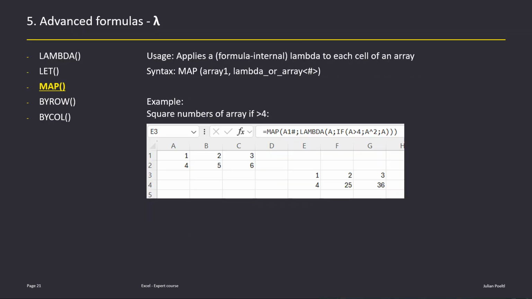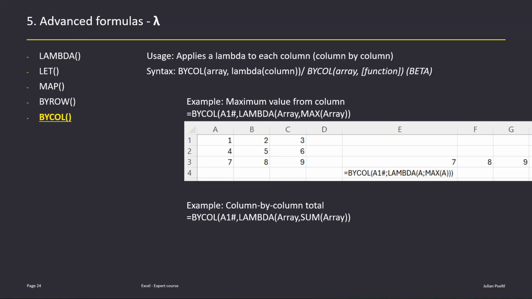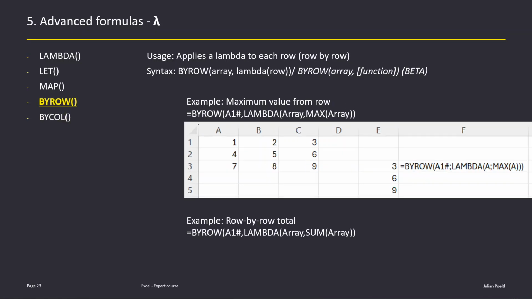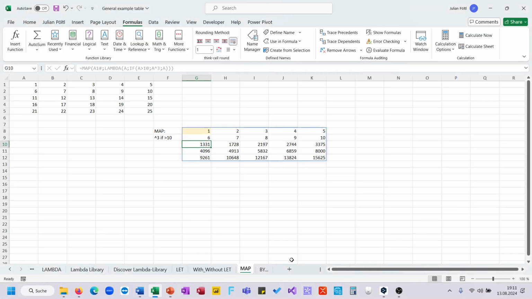And as I've told you, the map function only applies it to each cell, and the BYROW function applies it row by row. So here, if you want to have the maximum value row by row, then you write in BYROW lambda A max from A. You can also sum row by row. And you can also do this column by column. So with BYCOL, you can have the sum or the max here.